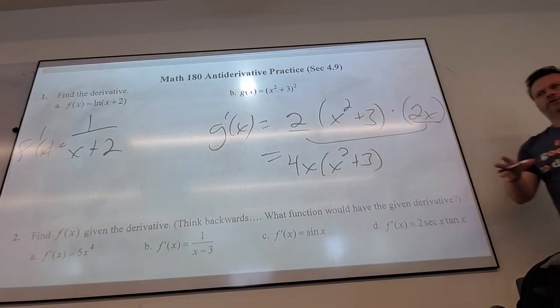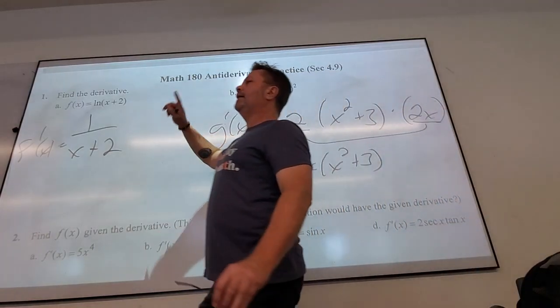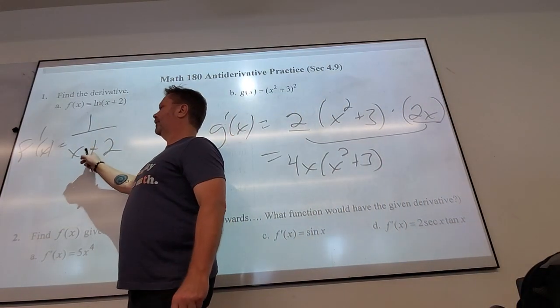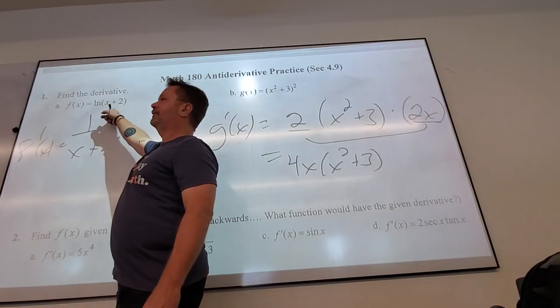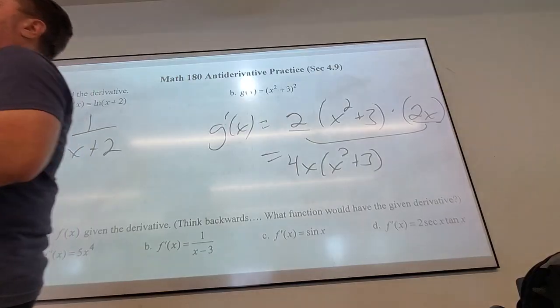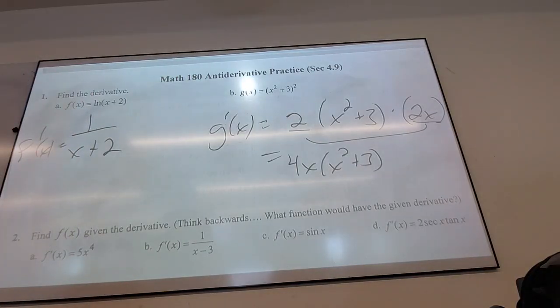So let me ask you a silly question. What is the antiderivative of 1 over x plus 2? ln of x plus 2. So that's what they literally mean. It's sort of like me saying, okay, 3 plus 5 is 8. What's 8 minus 3? 5.